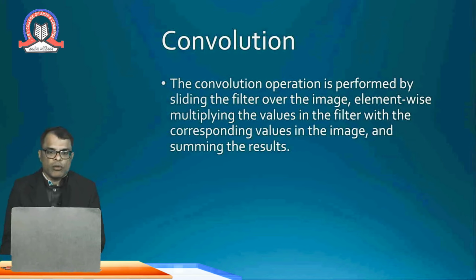The convolution operation is performed by sliding the filter over the image, multiplying the values in the filter with the corresponding values in the image element-wise and summing the results. Basically we have one more matrix for convolution and our original image matrix. So what we do is slide the filter matrix over our original matrix. Let's see the example in the next slide so it will be more clear to you.